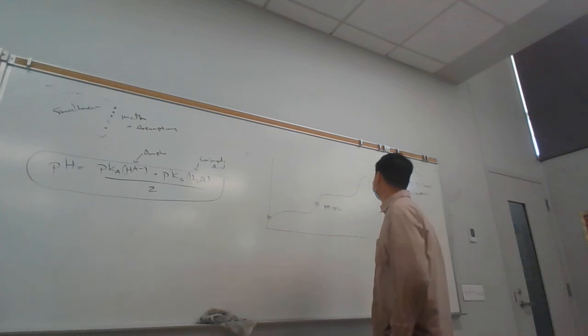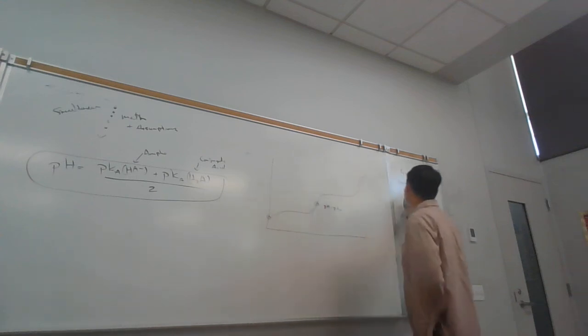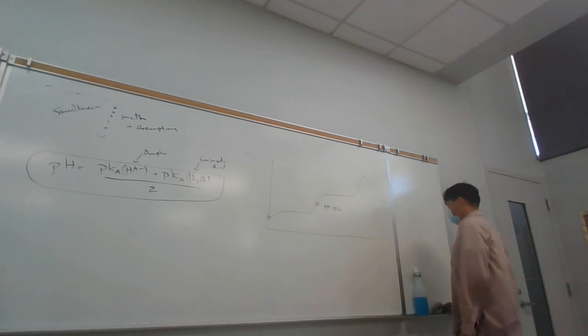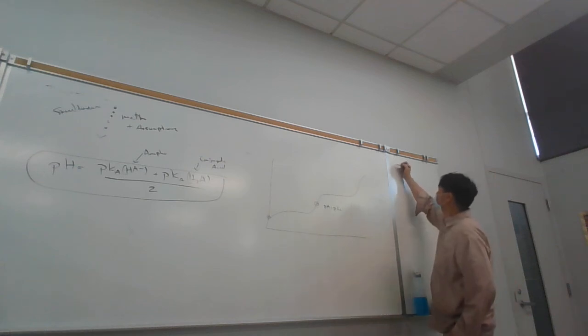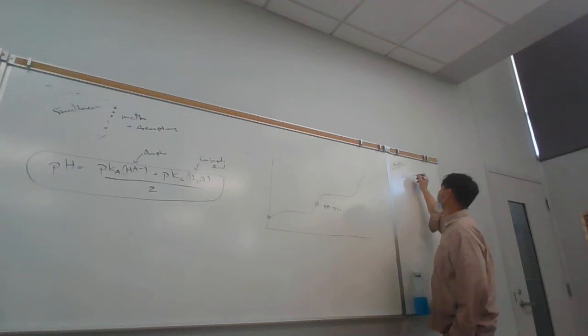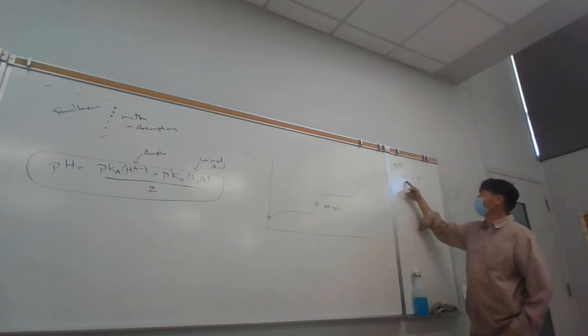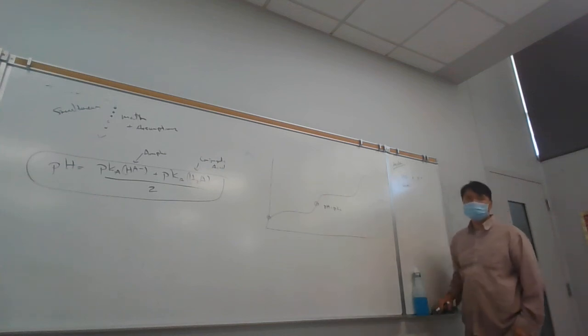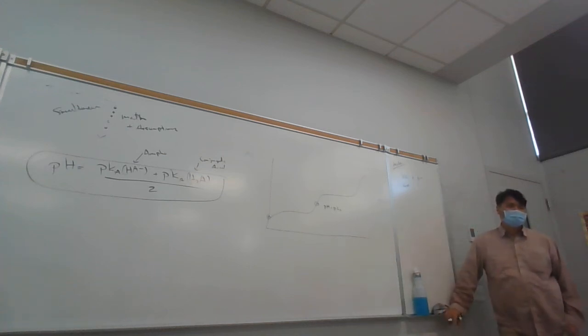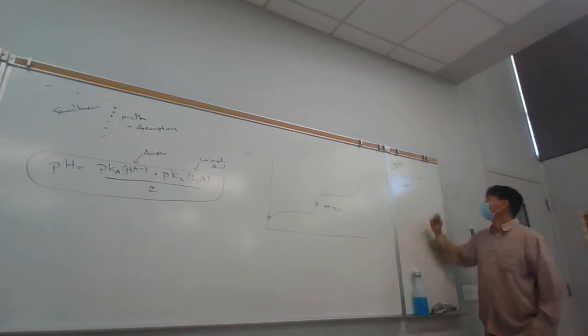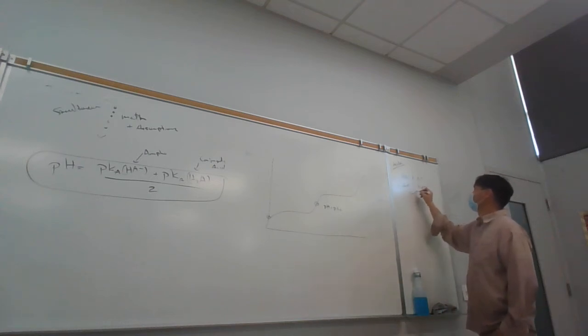Let me talk about something like this as an aside. If I was looking at HA and A minus, HA, this is the acid, but is it amphoteric? Can HA be amphoteric? Well, HA can be an acid, but it can't really be a base. And A minus is just a base. However, these are conjugates.